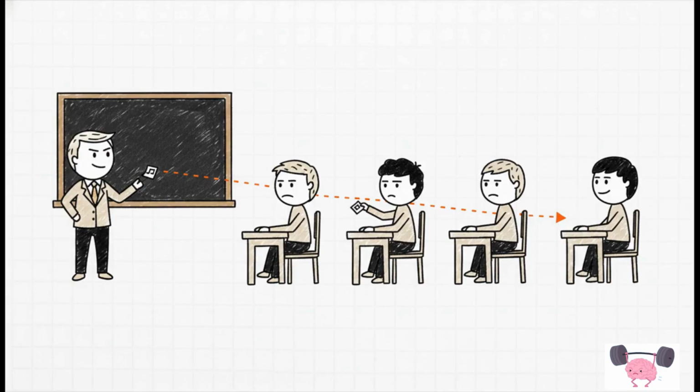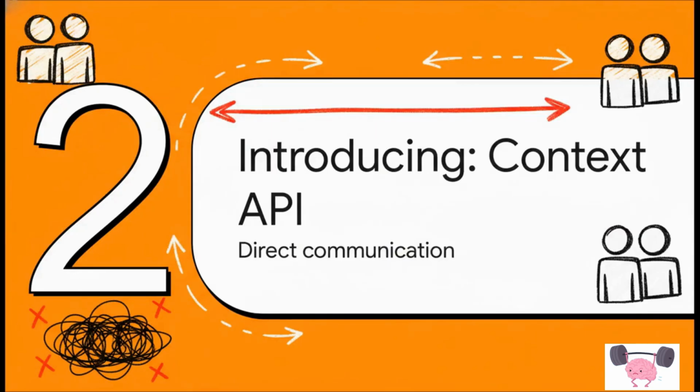You know, this analogy is just perfect. It's totally inefficient, right? The kids in the middle of the class, they don't need to read the note, they're just part of the chain. Wouldn't it be so much easier if the teacher could just teleport that note directly to the kid in the back? Well, that's exactly what the Context API lets us do. It gives us that direct line of communication. It cuts out all those unnecessary middlemen. Let's see how it works.